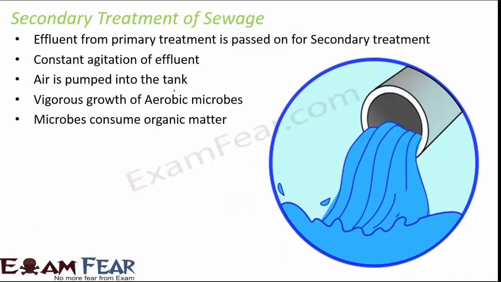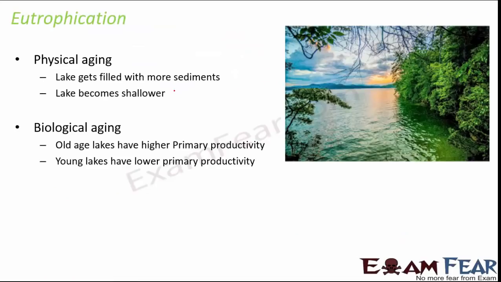That is sedimentation. Now, in secondary treatment of sewage, the effluent from primary treatment is passed on for secondary treatment. Here, constant agitation of the effluent happens, then air is pumped into the tank, leading to vigorous growth of aerobic microbes. These aerobic microbes play a very important role in secondary treatment. These microbes consume the organic matter, and that's how the sewage is cleaned up and treated. Secondary treatment is very important, so please go through it in more detail so that you understand the function and role of each and every part of secondary treatment of sewage.